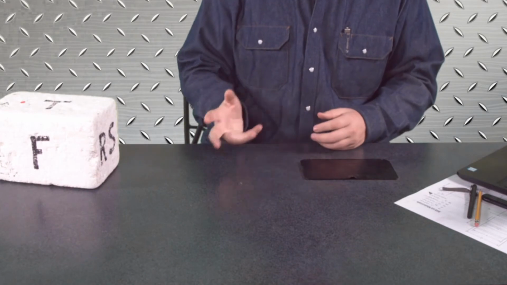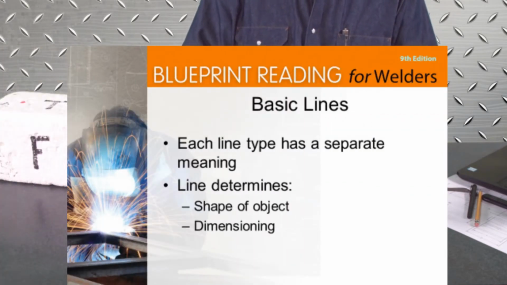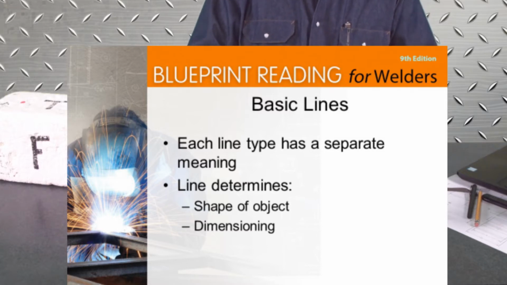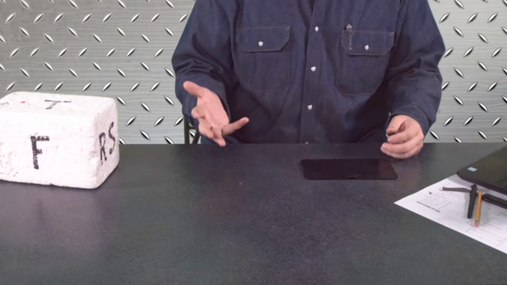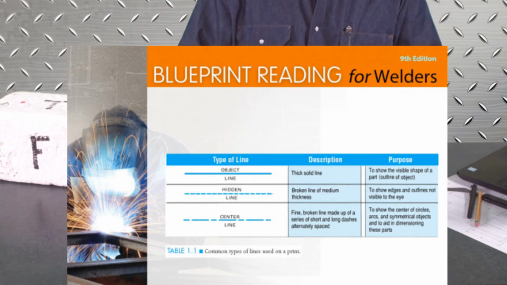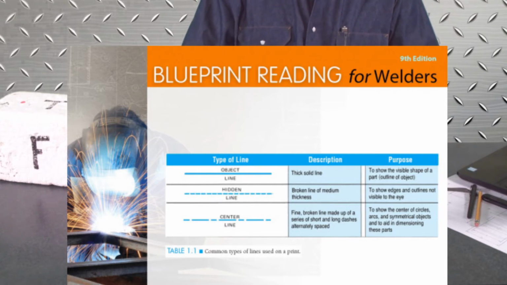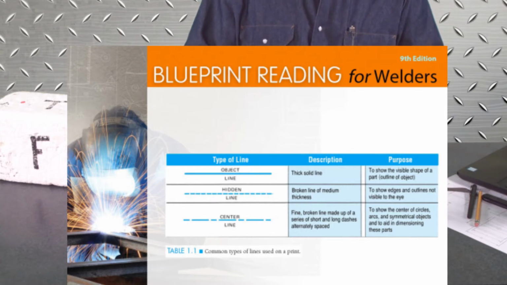Now, on drawings, we have different types of line that will tell you different things, okay? Lines are used on a drawing to determine the shape of an object and dimensioning as well, all right? Some of the basic line types we're going to go over real quick. We have the object line, which is a thick, solid line to show the visible shape of a part outline of an object, all right? So an object line is what you can visibly see from that view.